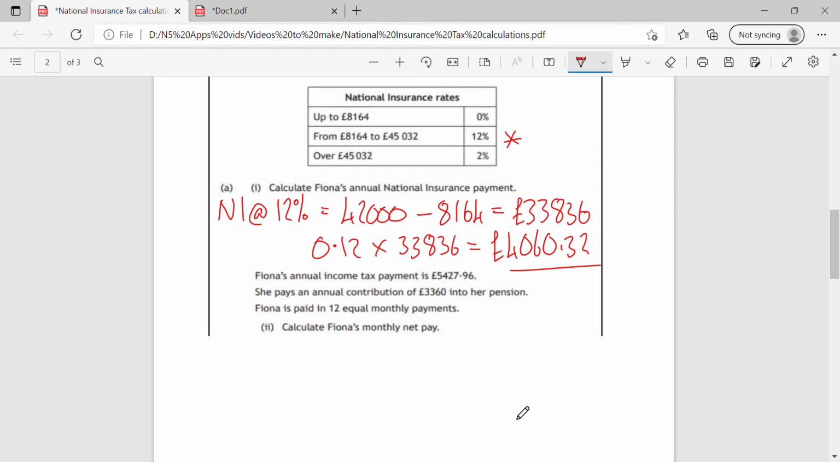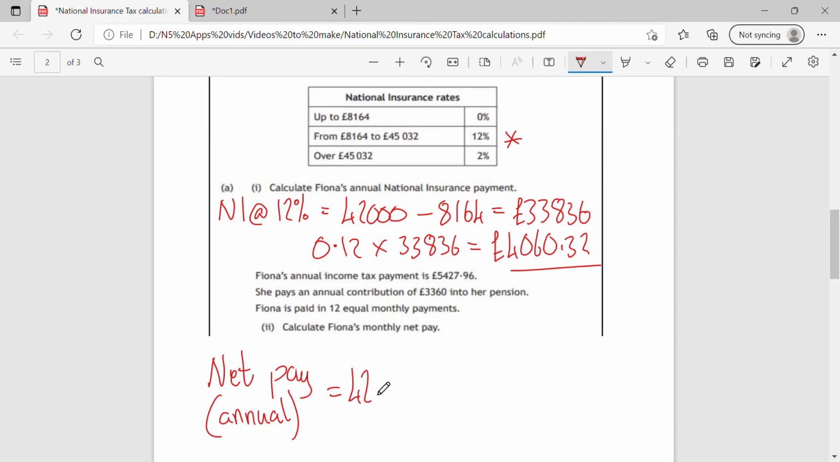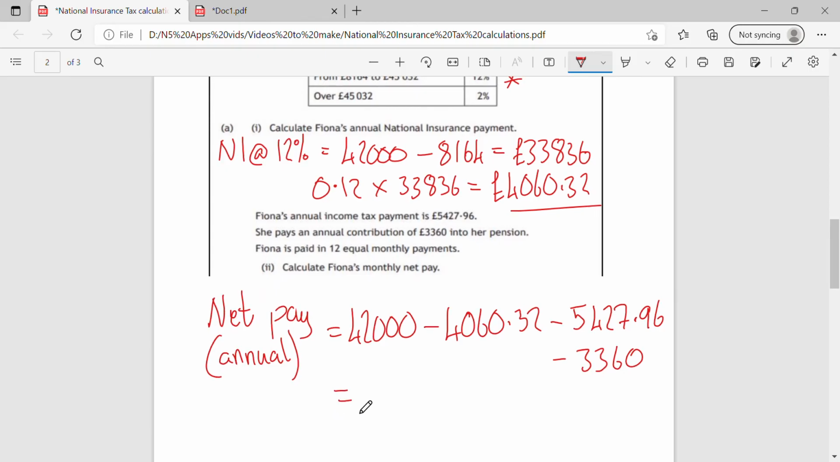And then all we need to do is work out the net pay by subtracting off and then dividing by 12, because she gets paid in 12 payments. So you calculate the net pay, and technically this would be the annual net pay. We take the amount she started with, £42,000, and we subtract off the national insurance that we've calculated from the question above, the income tax, and the pension. And then we get our net pay. Now that's annually, so we need to subtract all that off, and that'll give us the annual amount.